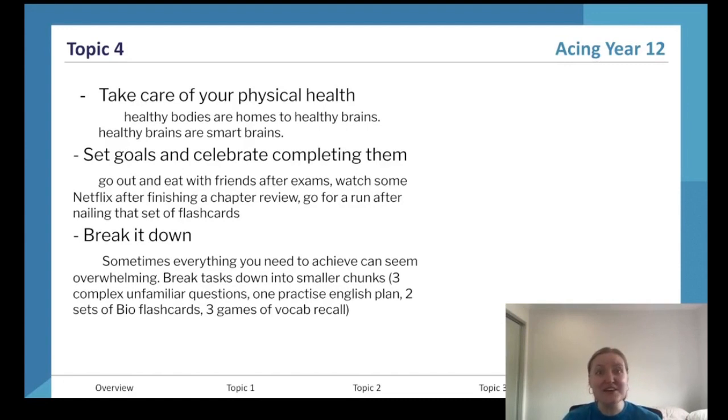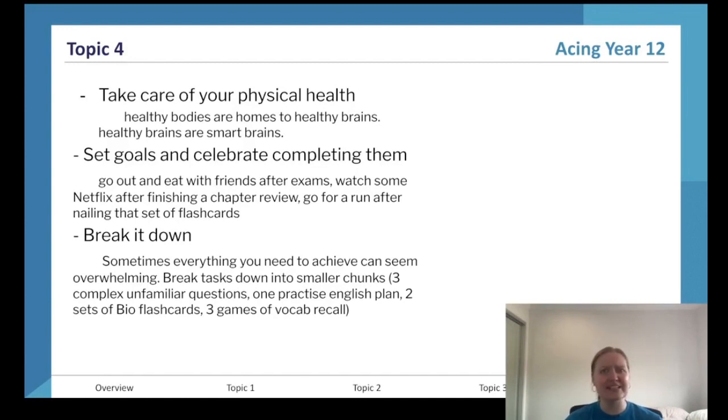Go ahead, set yourself goals, small, tiny goals like completing your complex unfamiliar questions, big goals like achieving a certain mark at the end of a semester or at the end of a term, and then actually celebrate them. You want to get yourself into a positive reinforcement loop where you're teaching your brain that working hard and achieving your goals will get you something nice, something that you enjoy. So go ahead and go out with your friends after you achieve something, watch some Netflix, go for a run, hang out with people, whatever makes you feel good, whatever makes you happy.